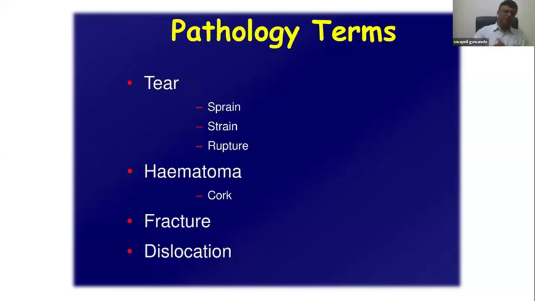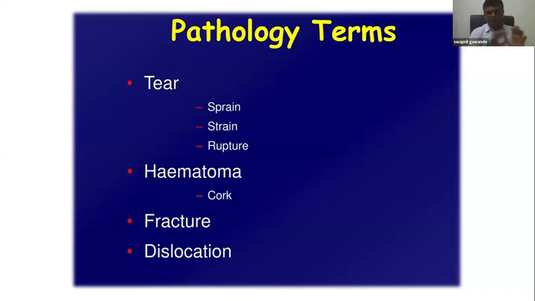Hematoma, you all know that hematoma is sometimes called a cork also. And fracture, you know that mainly it is related to the bone. When there is a disintegration of the particular structure, it is called a fracture. So the bones are basically used for the fracture. And then the dislocation. Dislocation is sthan vaigunya in our Ayurveda, when there is a displacement of the joint, that is, if a joint consists of two bones, then they are displaced from each other, it's called a dislocation.